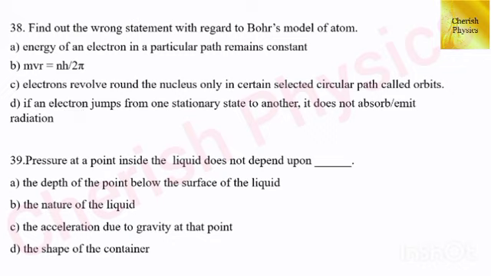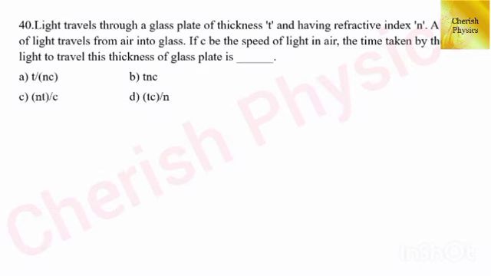39th question. Pressure at a point inside the liquid does not depend upon. The answer is the shape of the container. 40th question. Light travels through a glass plate of thickness t and having refractive index n. A ray of light travels from air into glass. If c be the speed of light in air, the time taken by the light to travel this thickness of glass plate is dash. The answer is nt divided by c.